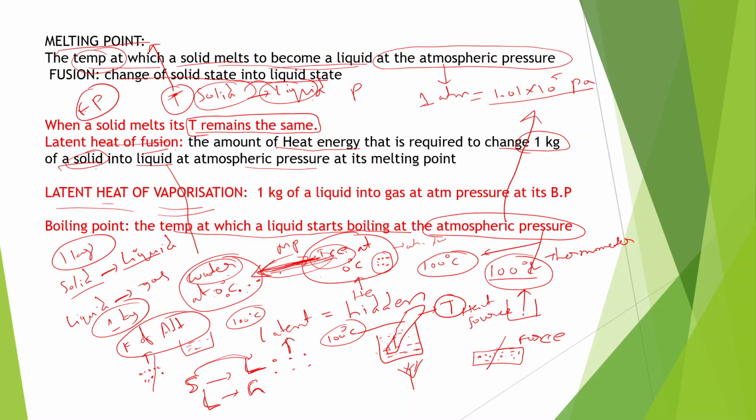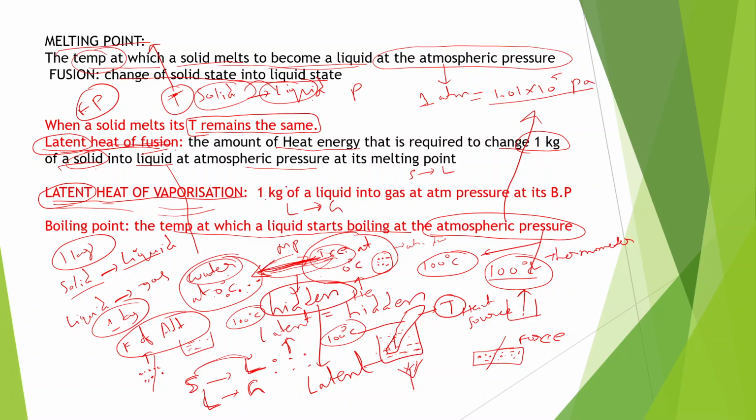So this heat energy is in hidden form. In Latin, hidden is called latent. That's why we call it hidden heat of vaporization or latent heat of vaporization, hidden heat of fusion or latent heat of fusion. In the case of melting point, solid to liquid, the hidden heat is called latent heat of fusion. In the case of liquid to gas, it is called vaporization, and the heat is nothing but latent heat of vaporization.